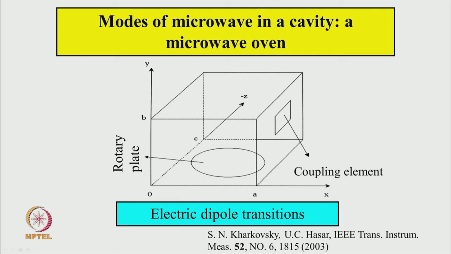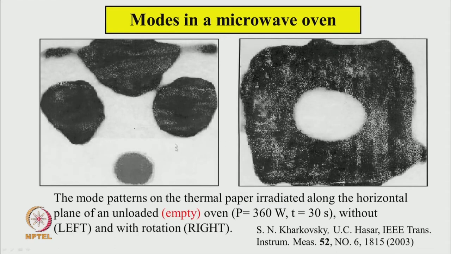So here is the experiment which was done and reported in this paper, on modes in a microwave oven. What is done here is that the turntable was removed and the thermal paper was kept, and the empty oven was run at 660 watt power for 30 seconds, without rotation and with rotation. Now you see there were these four places where the maximum heating took place and no heating in this region. In other words, the electric field was forming a mode inside the box such that at these four places the maximum electric field energy was there.